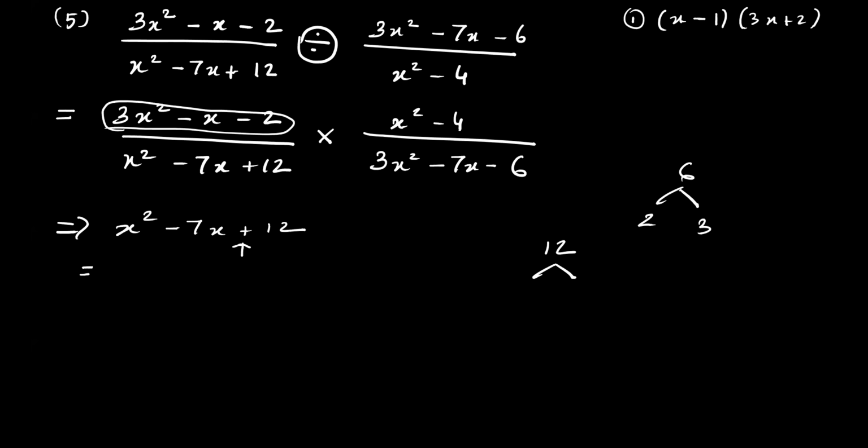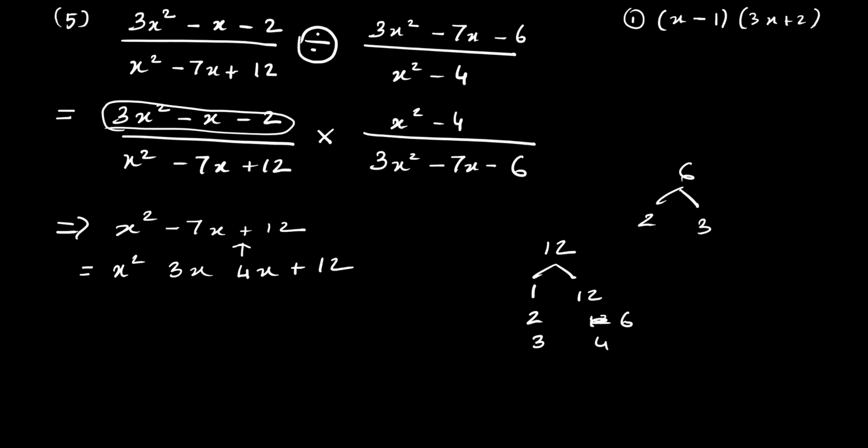Can you think of factors? 1 12s are 12, but the addition is 13. 2 6s are 12, but the addition is 8. 3 4s are 12, and 3 and 4 का addition क्या है? 7. Okay. So is that okay? Yes. Okay. So I'll write x square, then 3x, 4x, plus 12. Okay. Did we add them or subtract them to get 7?